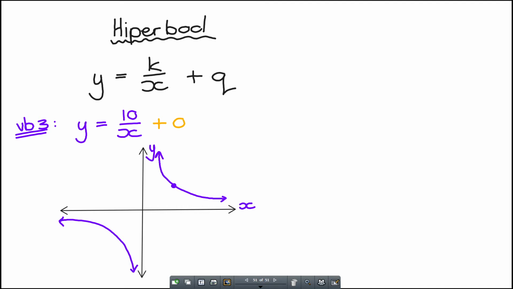sketch. So let's just take x is 1. If x is 1, how much would y be? 10. Sorry. Okay, and here, let's make x minus 2. What would the y value be? Minus 5. Okay. It doesn't matter as long as you have a coordinate on that graph.